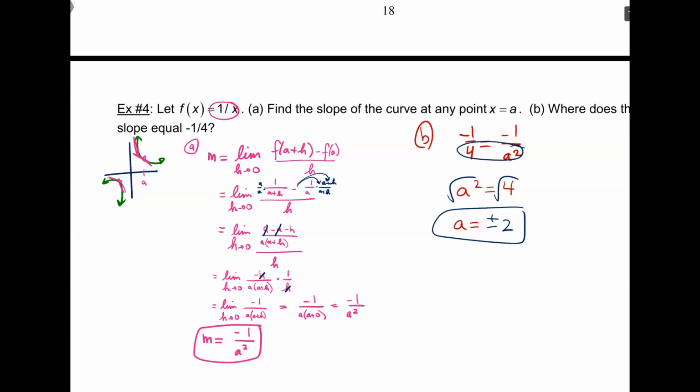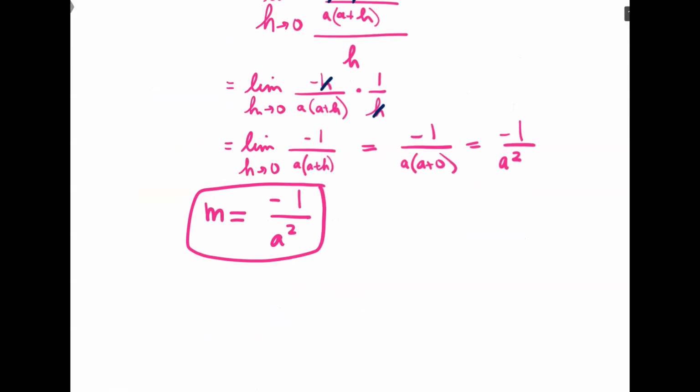So here I had m equal to negative 1 over a squared, and B was asking, where is my m equal to negative 1/4? So I set these two equal to each other, because B is asking, where is your slope equal to negative 1/4? From A, we know slope was negative 1 over a squared. We're trying to solve for a, the values of x at which the slope would be negative 1/4. Well, yeah, difficult. Okay. Let's try the next one.